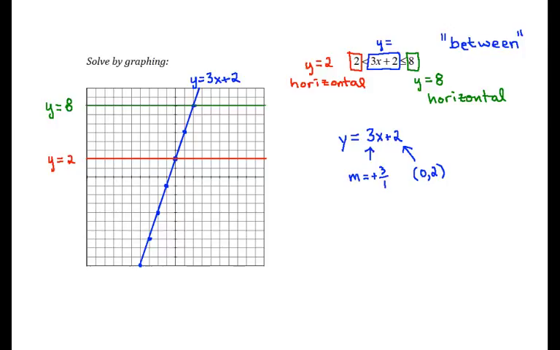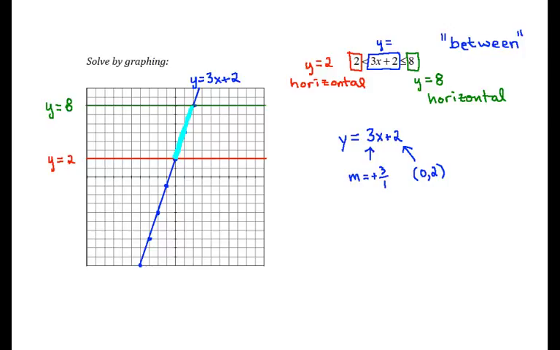Another way of thinking of this is to say that y equals 3x plus 2 should be greater than or above y equals 2, and it should be less than or below 8 by reading from the middle in each direction. But I find it simpler to just use between, so that if I now come and highlight the part of this graph that is between the two horizontal lines, I can see it here in this blue.